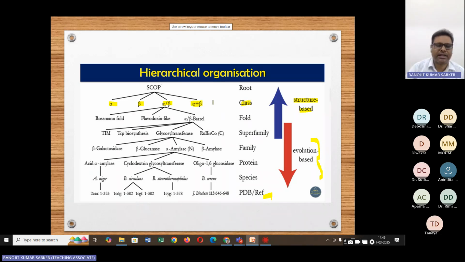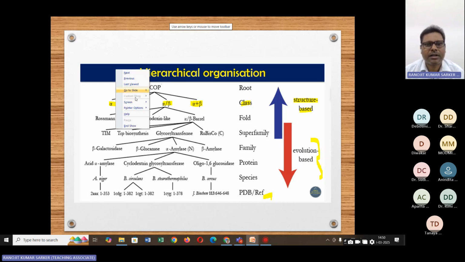What do we mean by this? In the all-alpha class, all the proteins will have only alpha helix as the secondary structural unit in their three-dimensional structure. So all the proteins will have only alpha structure. Are you getting my point?